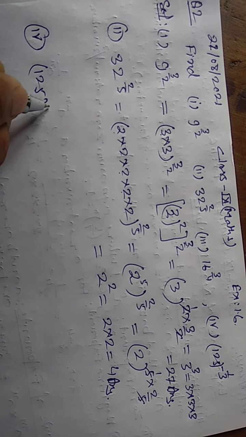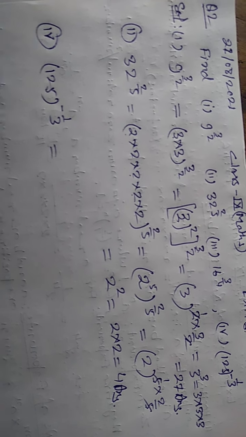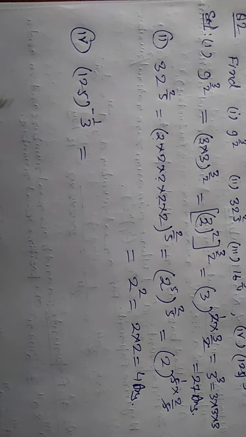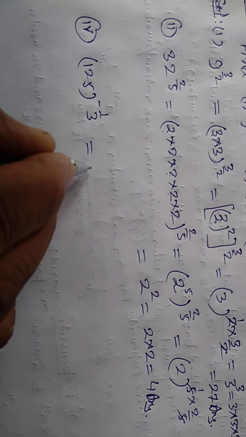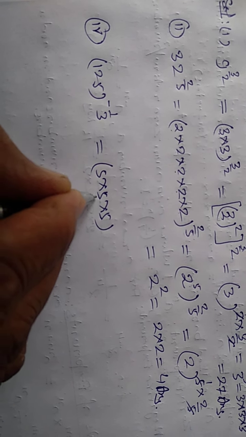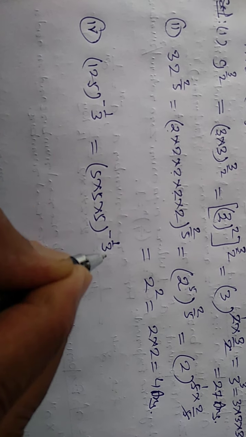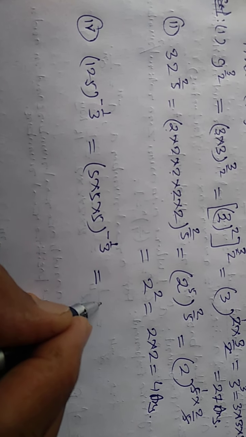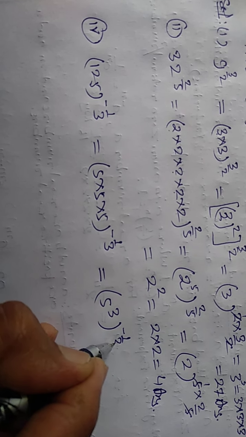125 to the power minus 1 by 3. As in the previous question, you have seen the prime factorization of 125. It is 5 three times, that is 5 into 5 into 5. 5 5s are 25, 25 5s are 125. Whole to the power minus 1 by 3. It is equal to (5 to the power 3) whole to the power minus 1 by 3.